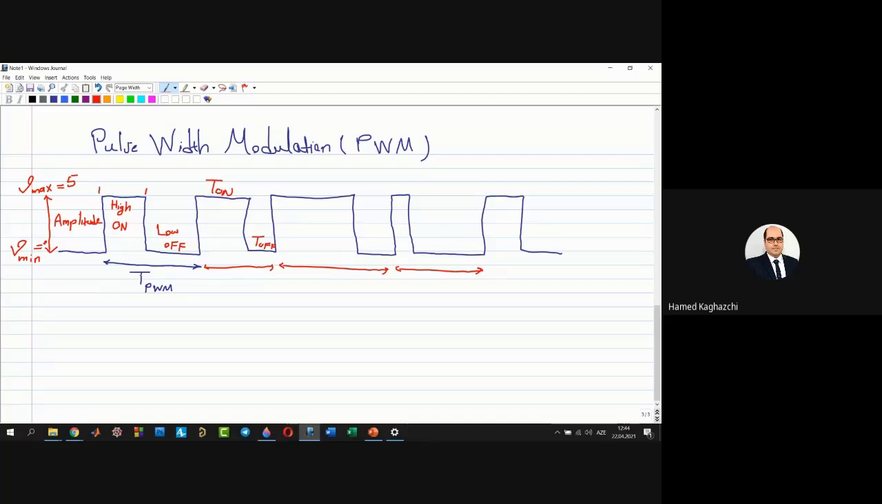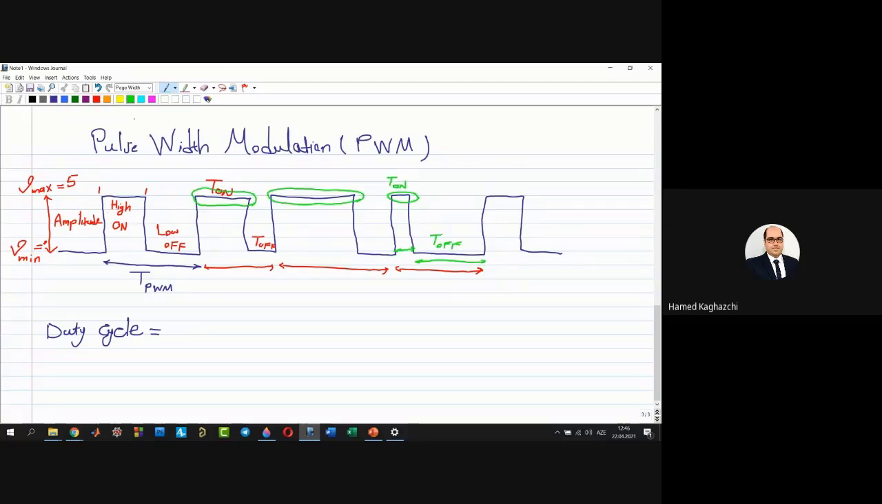Now, the most important concept in PWM is duty cycle. Duty cycle. We say that the duty cycle represents how much of the period the signal is high. So for calculating the duty cycle, we need to know how much of the period of the signal is high.